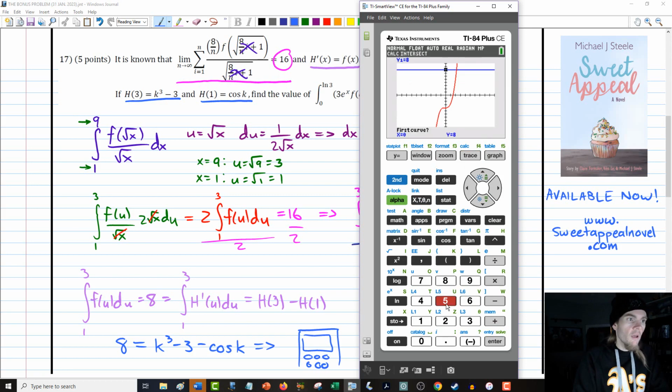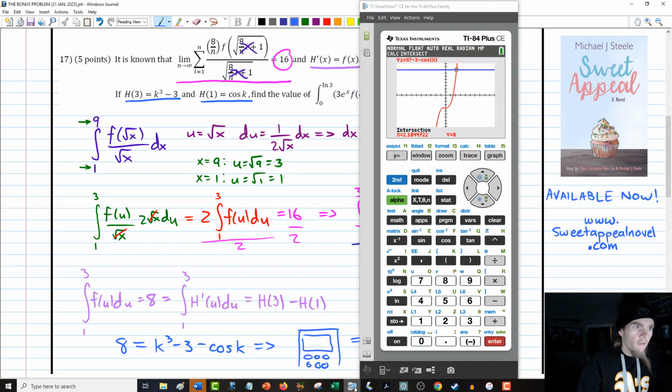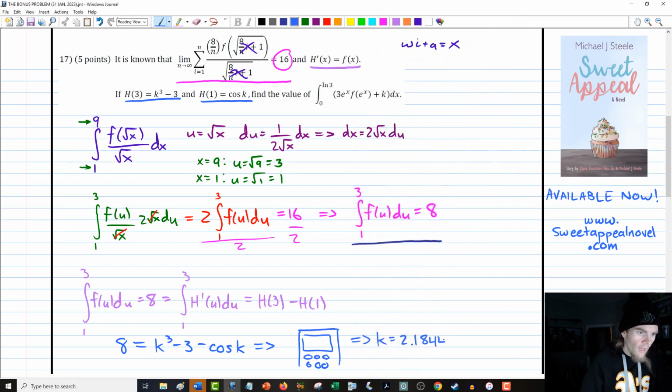Second calc, I'll choose option 5 for the intersect. Enter, enter, why don't you? And it's going to give us that x is equal to 2.1844 something. So k is equal to 2.184. I think it was 7. I just want to get a couple decimals in there. Integrity does matter here. 447.